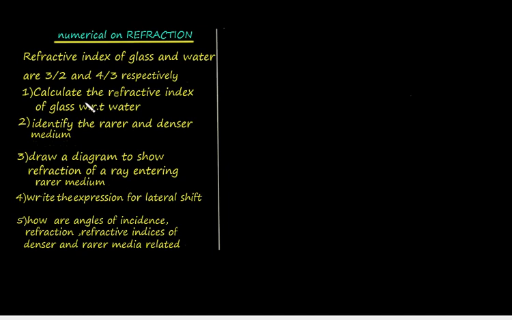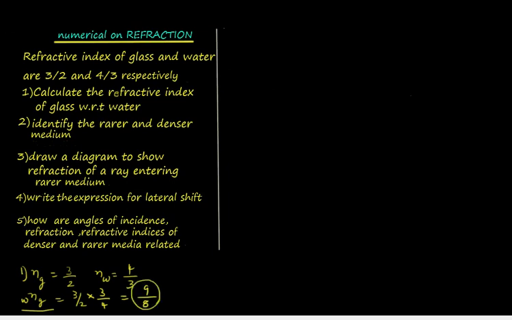So you have to calculate the refractive index of glass with reference to water from the absolute refractive index of glass and water. Refractive index of glass is 3/2. That of water is 4/3. So refractive index of glass with reference to water is equal to 3/2 divided by 4/3, which will become multiplied by 3/4. So you will get 9/8. So the refractive index of glass with reference to water is 9/8. So this is the answer for the first section.